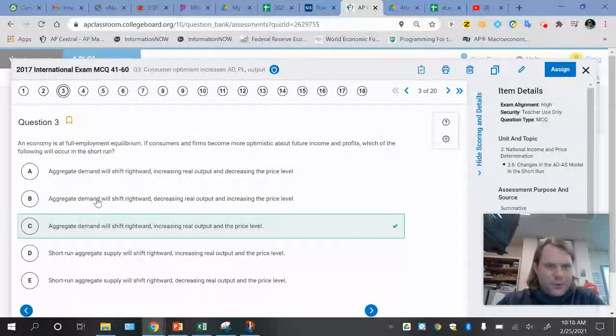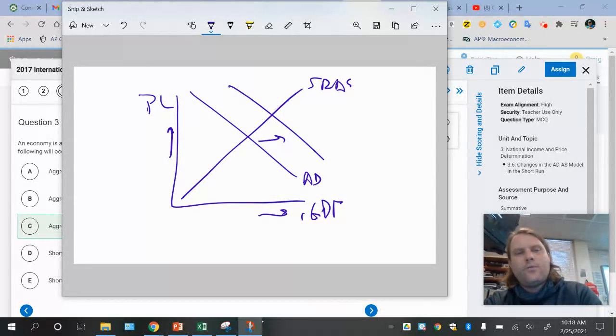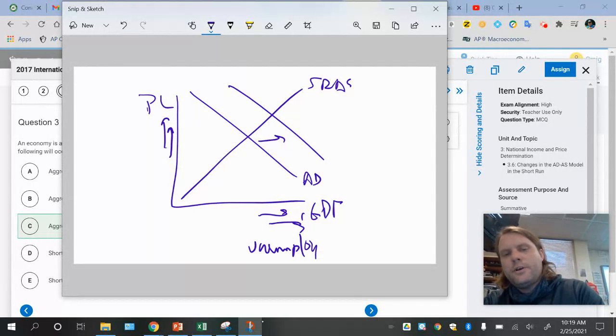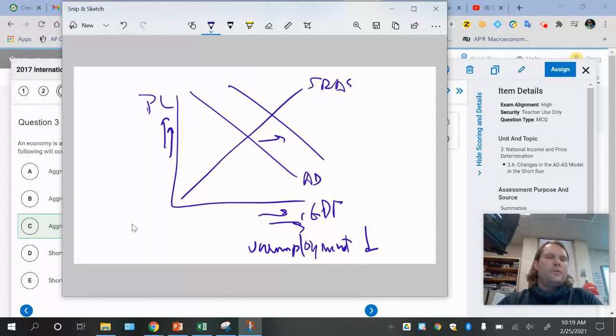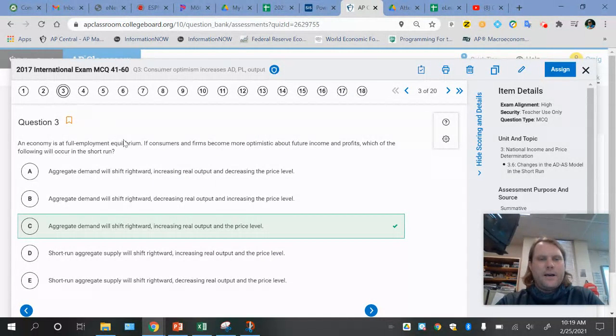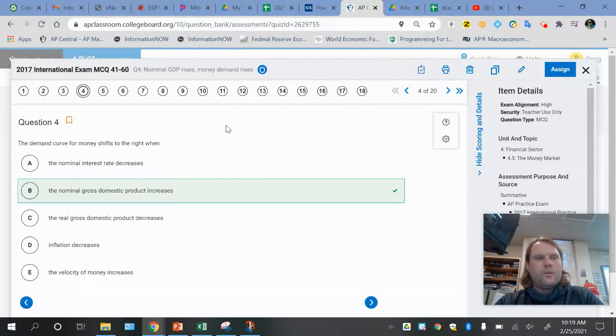Our aggregate demand shifts right. We've got three options of shifting right. But if you can draw this graph, we know that price level goes up, GDP is going to increase, and we can also tie in that unemployment is going to decrease. I haven't read the entire answers yet, but we know that unemployment is going to go down as well. It could ask us that. But we know increasing output and increasing the price level is our best answer there. Again, drawing those graphs, we know what is going to happen in those particular cases.